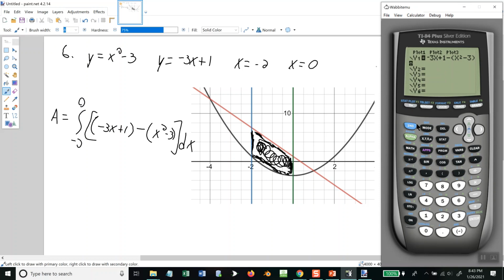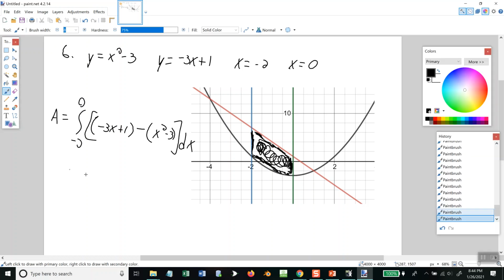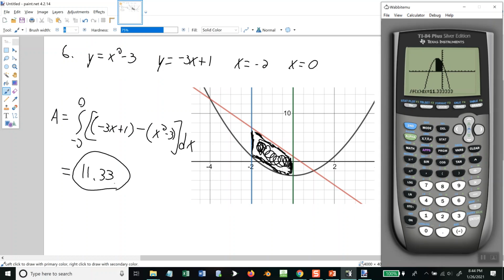Then I'll do my second trace. Choose number 7. And it's from negative 2 to 0. So negative 2, enter, 0, enter. And I'll take it there. Everybody good with that?